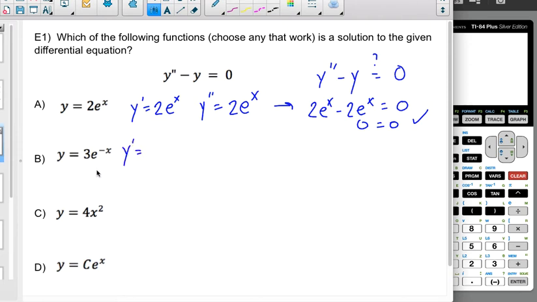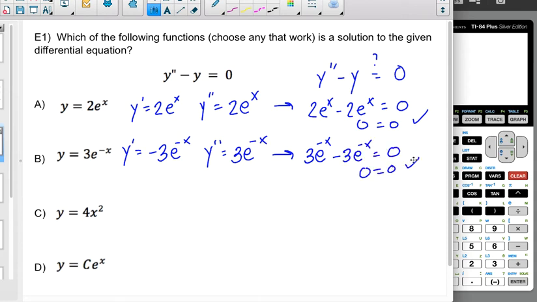y prime for 3e to the negative x is negative 3e to the negative x. y double prime is going to be, drop the negative down in front again when I differentiate again because of that chain rule, I'm going to have to multiply by a negative 1 because of the chain, and I'm going to get another 3e to the negative x. So I get 3e to the negative x minus 3e to the negative x, and sure enough, that's also 0 all the time. So that one's a yes. So A works and B works.